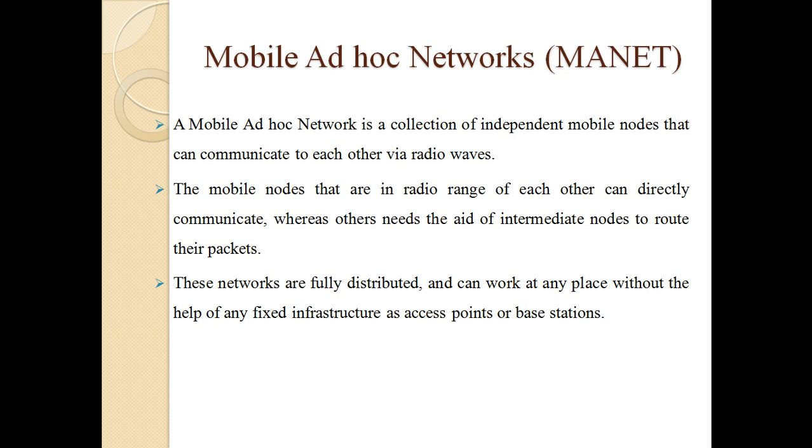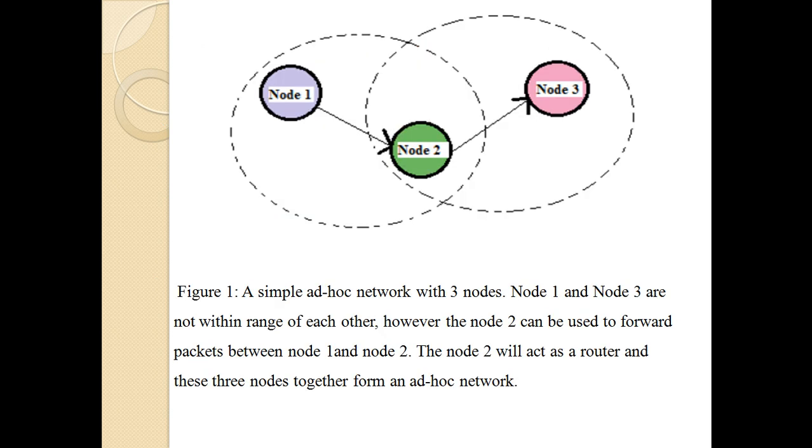another through radio waves. The mobile nodes that are in radio range of each other can directly communicate, whereas the others which are not in the direct radio range of one another have to take the help of intermediate nodes. These networks are fully independent and distributed and can work at any place without the help of any fixed infrastructure such as base stations. In this figure, we can see a network formed by three nodes.